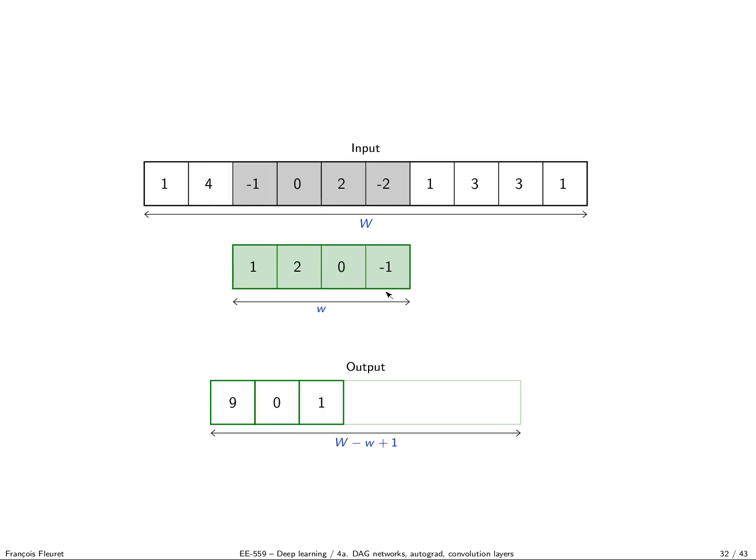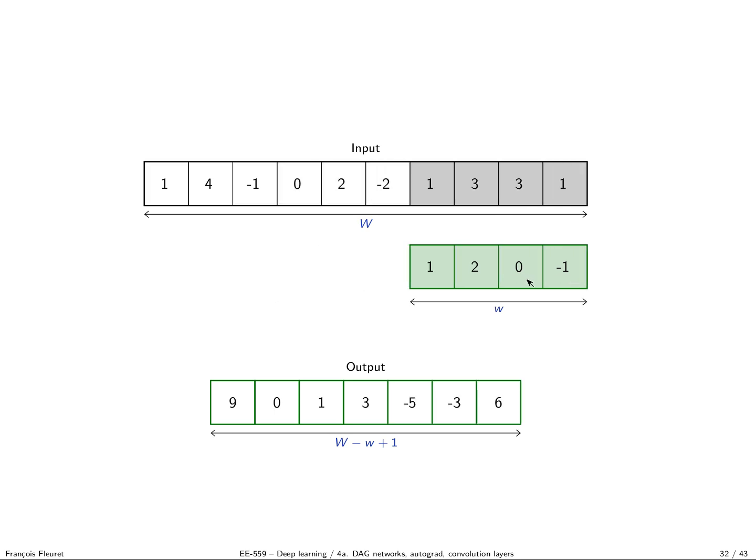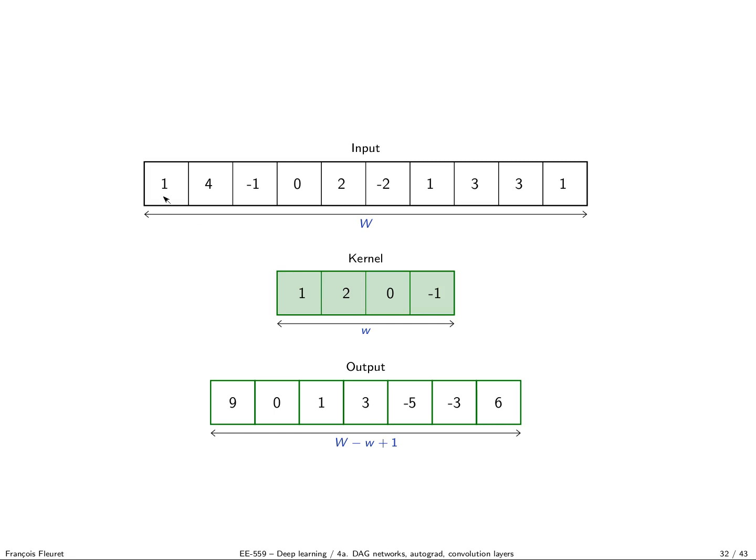The idea is that if it makes sense to use this linear operator somewhere in the signal, it makes sense to do it everywhere. So that's what we do, we just reapply it everywhere. In the end we get a signal of size big W minus small w plus 1, in that case 7, which corresponds to the sequence of dot products between the kernel, which remains identical, and the different positions where you can put it in the signal.